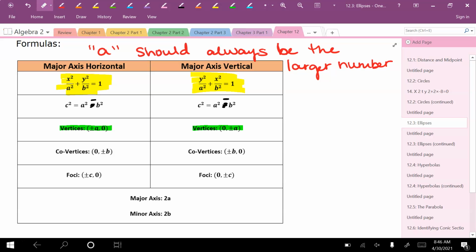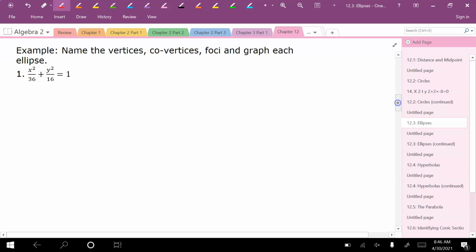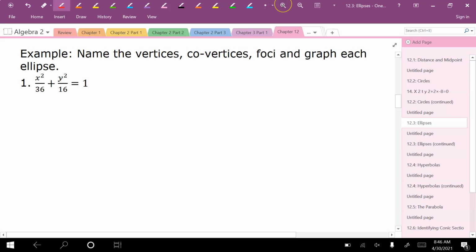So I'm going to show you guys some examples here so you can get an idea of how you differentiate and then how you use the chart. The first one I have says x squared over 36 plus y squared over 16 equals 1. The first thing I do is take a look at those bottom numbers, 36 and 16. Identify the bigger number, which is the 36. So 36 is going to be your a squared term, and 16 is going to be your b squared term.